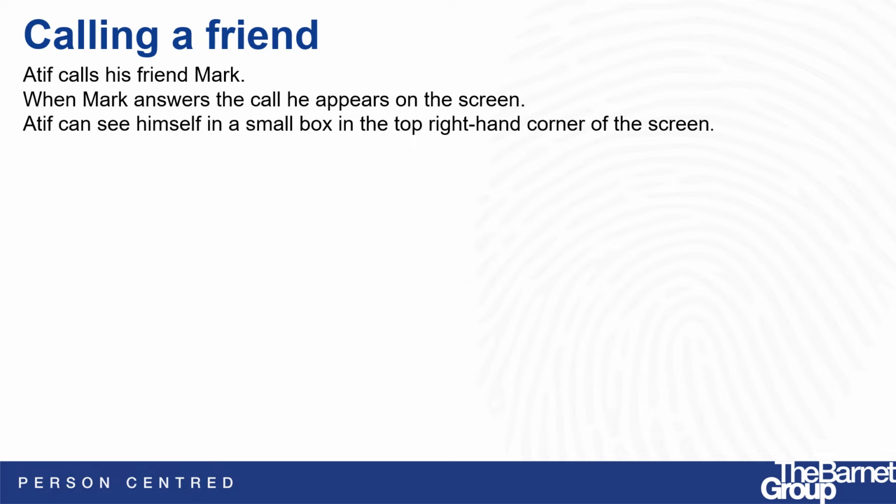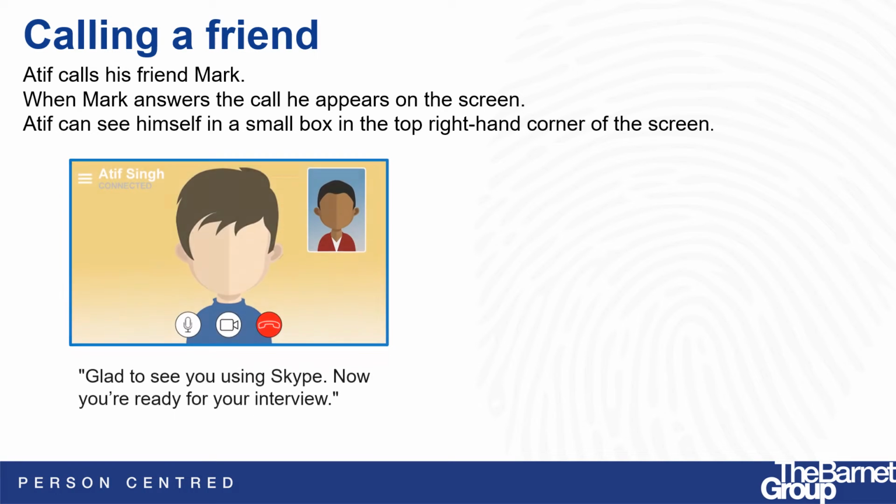Atif calls his friend Mark. When Mark answers the call, he appears on the screen. Atif can see himself in a small box in the right-hand corner of the screen.